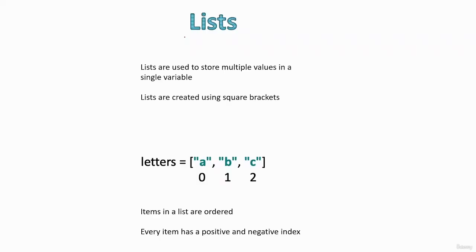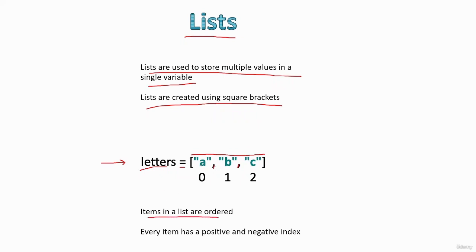Now let us talk about lists. Lists are used to store multiple values in a single variable. They are created using square brackets. So this is the syntax for creating a list. We declare the name of the list, then assign with the equals operator, then within the square brackets we specify items separated by commas. Items in the list are ordered.